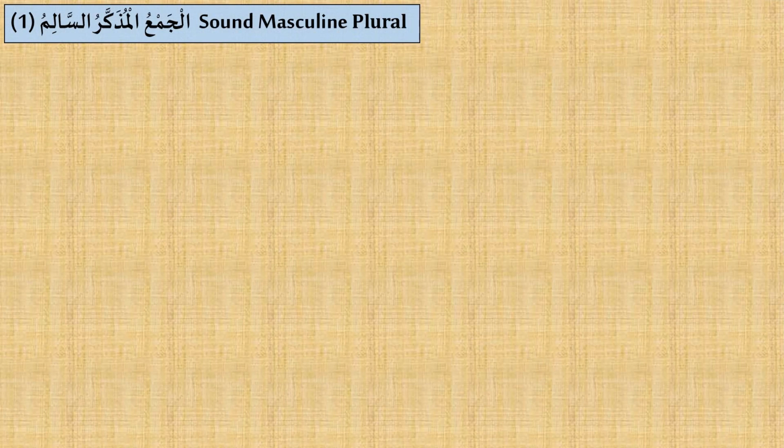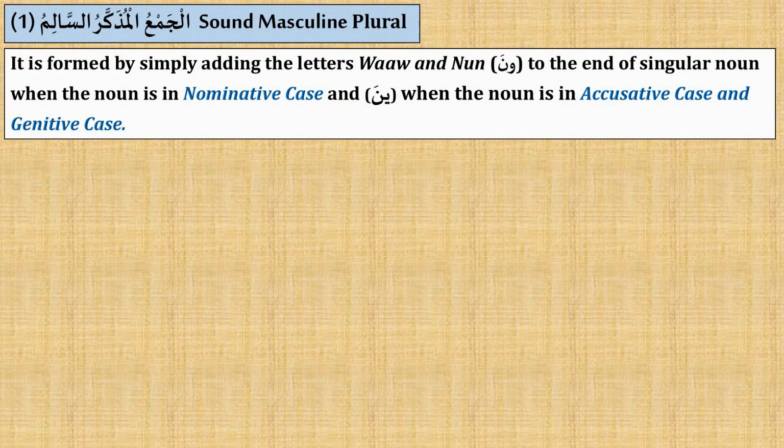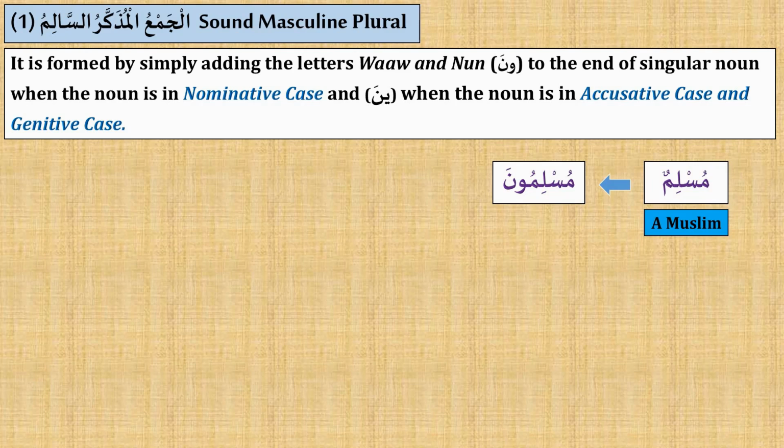Al-jam'u al-mudhakkar salim, sound masculine plural. It is formed by simply adding the letters waw and noon, une, to the end of singular noun when the noun is in nominative case, and ya and noon, ina, when the noun is in accusative case and genitive case. Example, muslimun, a muslim, muslimuna, muslims. When the noun ends with damma in nominative case, it must be added waw and noon, muslimuna.